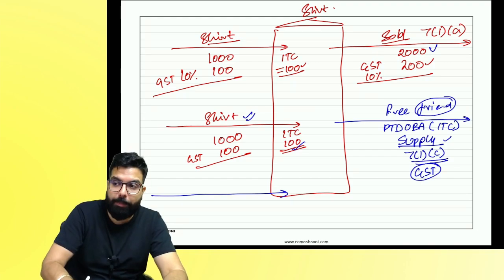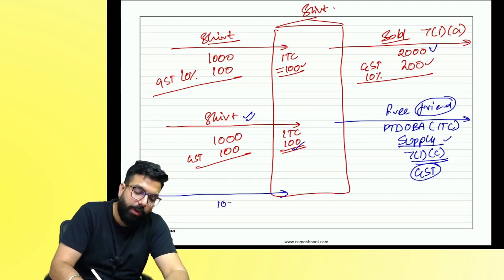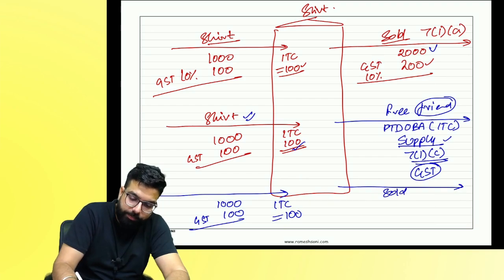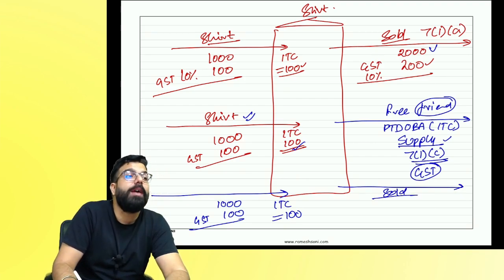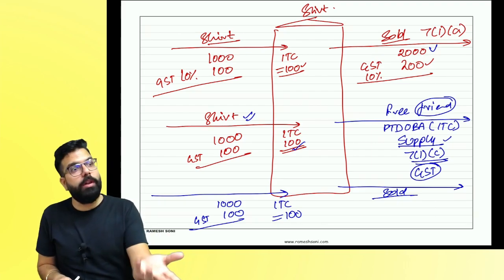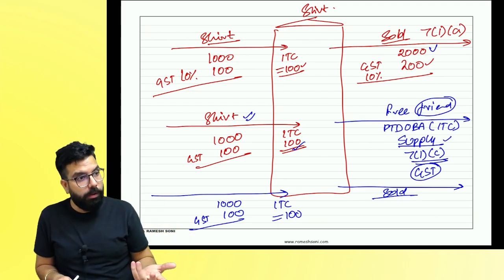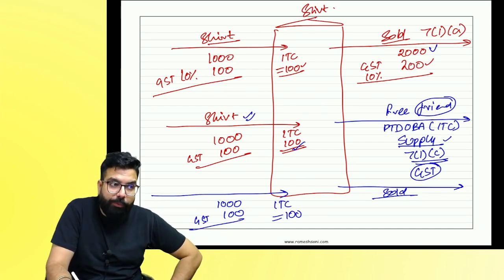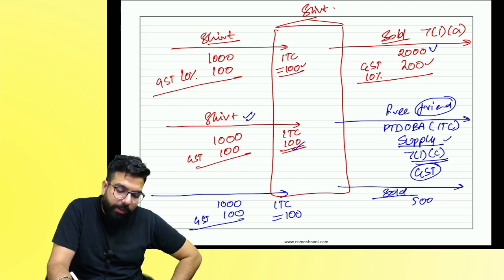Okay, here's an example. I bought a shirt for 1000 rupees. GST paid how much? Input tax credit how much? Now I went ahead and sold the shirt for 500. Can I sell? Or is my business there to make losses? Now all the startups are making losses. What is the problem? No problem. See here, sold. How much did I sell for? 500. GST how much? 50.